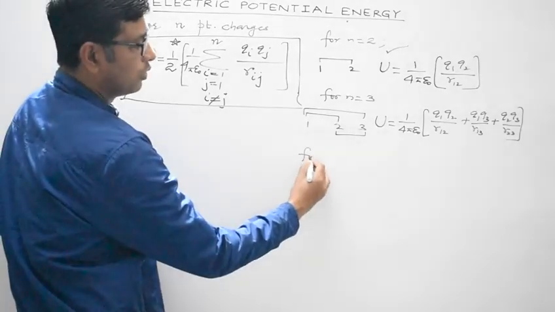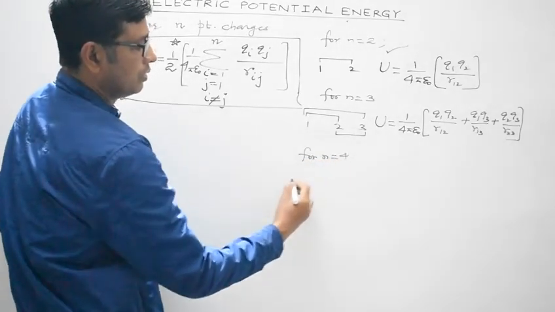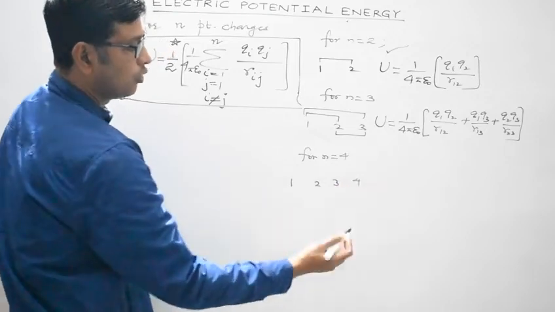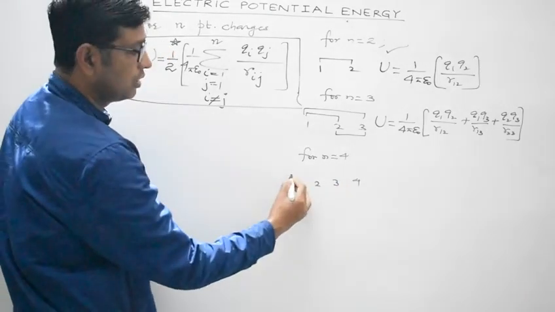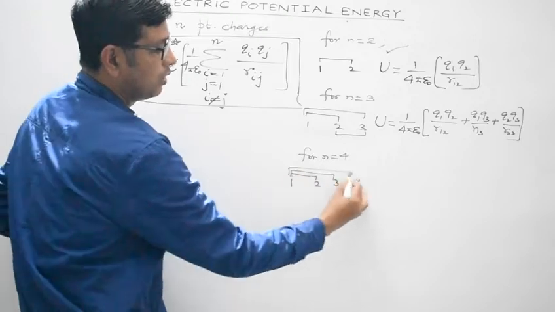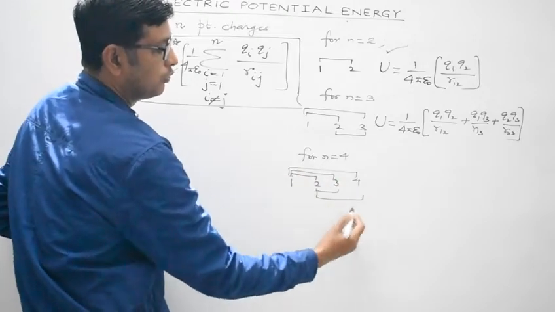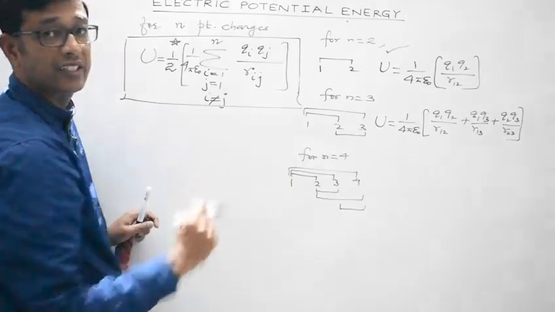For n equals to 4, these are the charges 1, 2, 3, 4. What will be the combinations, or what are the number of terms? 1, 2, 1, 3, 1, 4, 2, 3, 2, 4, and lastly 3, 4. So there will be 6 terms.